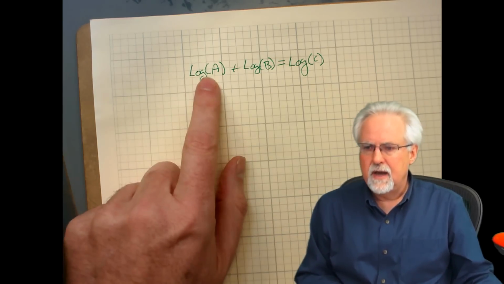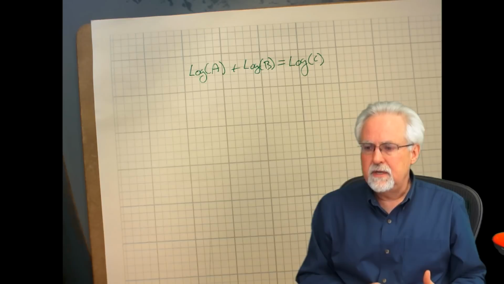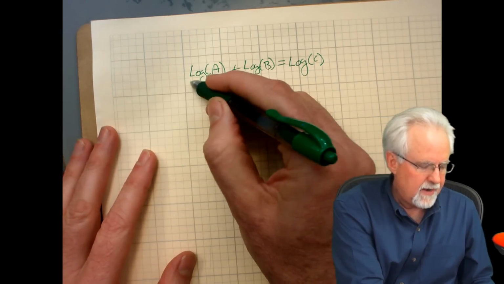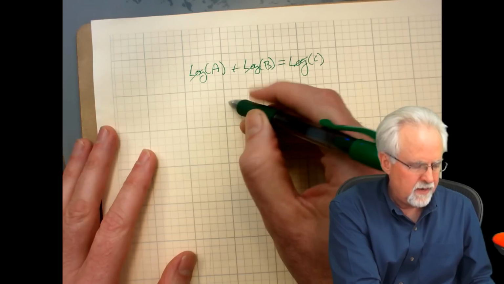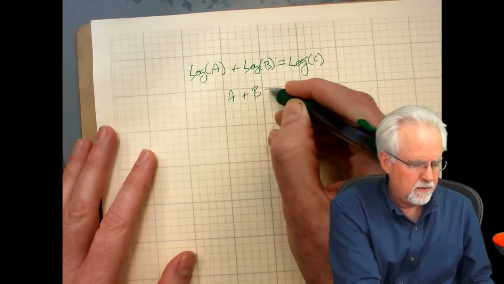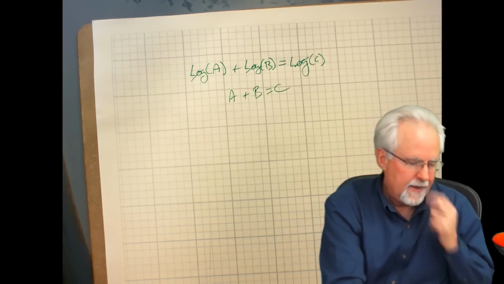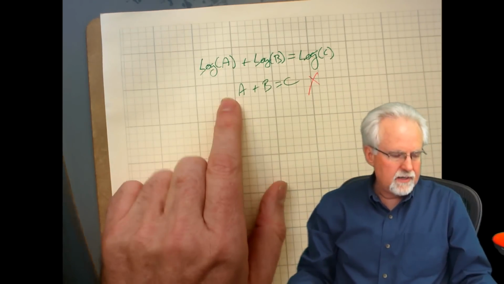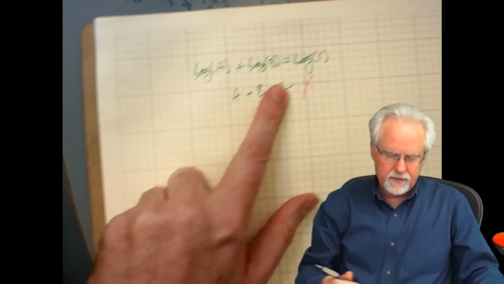This is not log times a. And so what I will see students do all the time, they'll come in and say, oh, there's a log here, here, and here, and I'll get rid of those, and then I'll have a plus b equals c. Okay, that is wrong. Red pen.